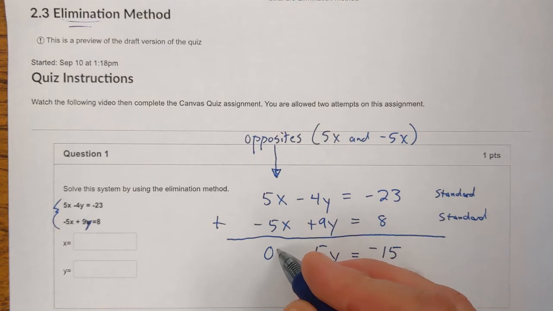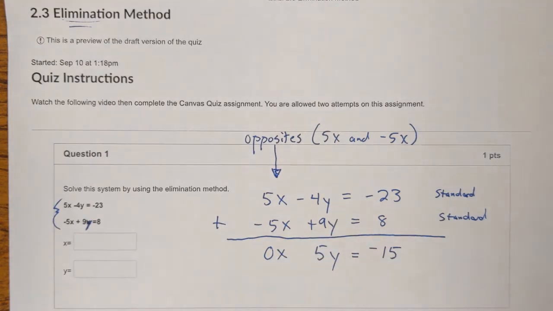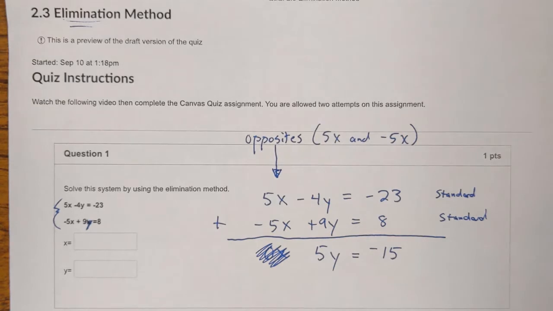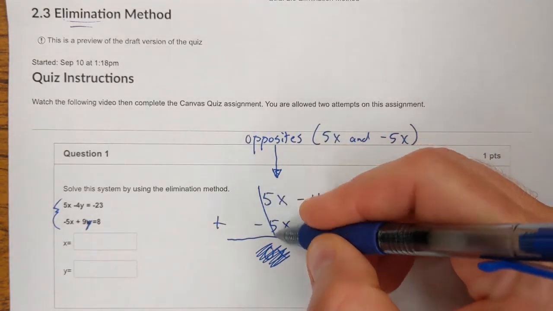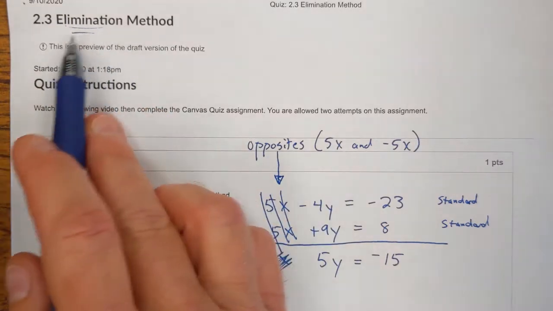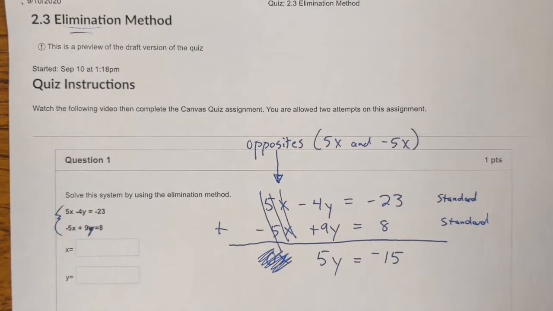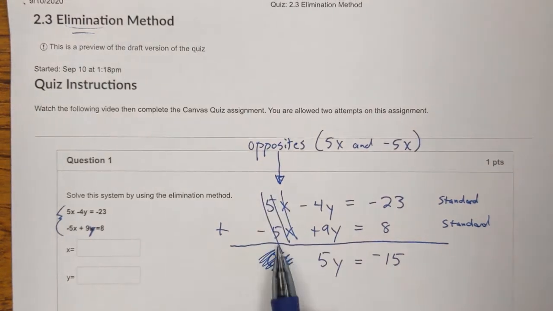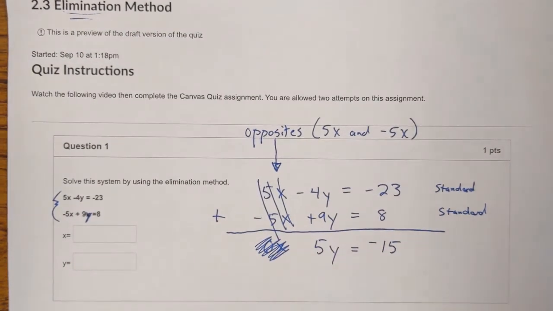And guess what? That comes out to 0x. As we've learned in this class, when you get a coefficient of 0 with one of your variables, you can just say that it vanishes, that it disappears. 0 times anything is nothing. So a lot of times I'll just cross out the 5x and the minus 5x, and say, x's, you have been eliminated. That's why this method got its name. And look at how great this is. When you eliminate the x, because these are opposites, it's so easy to solve for y.